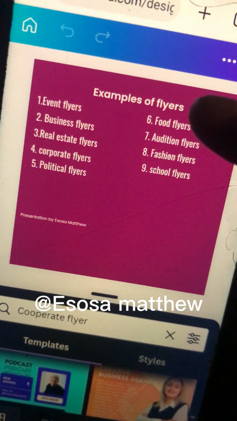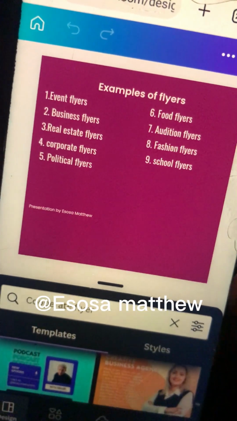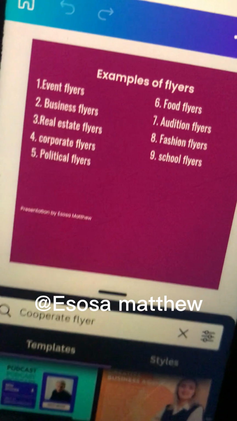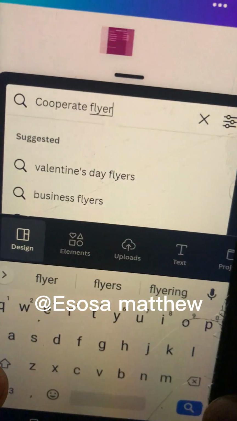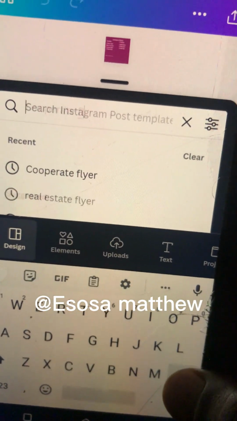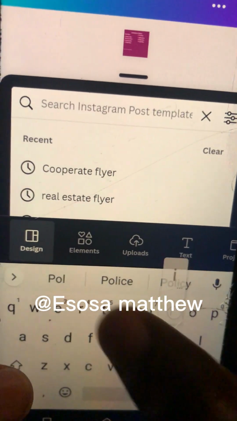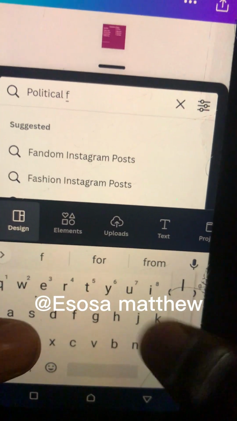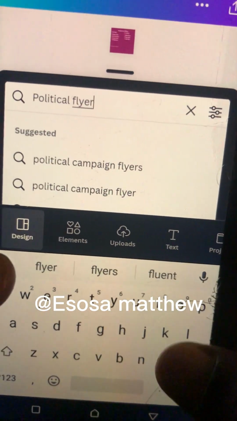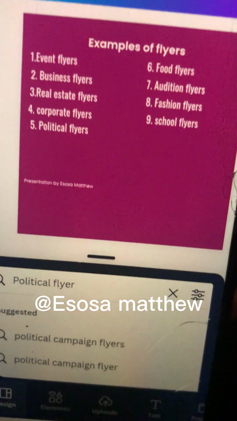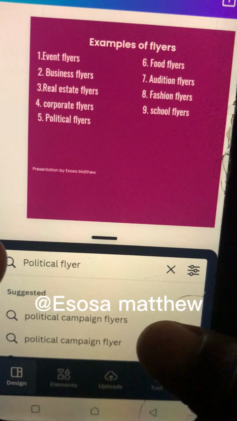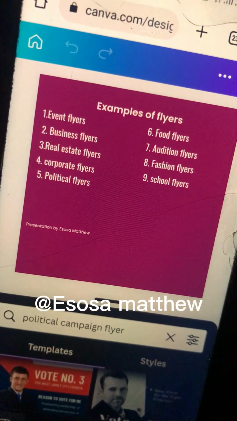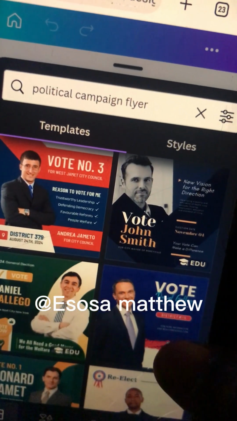So the next example we have here are political flyers. Political flyers are flyers that are used to promote some political activity, especially that which pertains to campaigns or the candidate's opinion about certain issues. It can be turned into a political flyer. All right, so you can see examples.